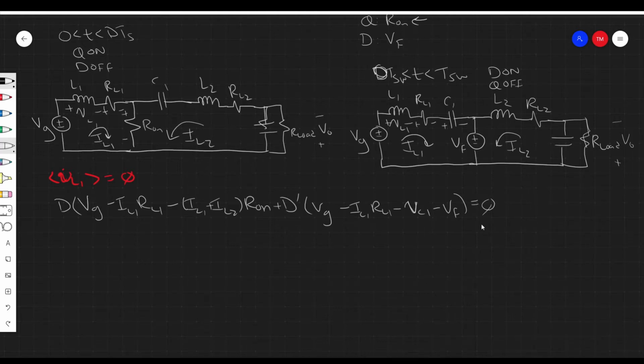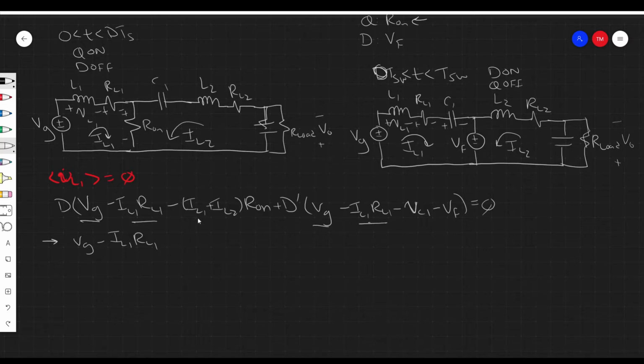So let's do some simplification first. One thing we can note is that in both switching states we see VG and IL1 times RL1, right? Because D plus D prime is equal to 1, we can combine these two into VG minus IL1 times RL1. What else do we have? Well, we have this really interesting component. This actually contains current from both loops, so this component of the equation couples the loop IL1 to IL2 in a way. Because this loop is supposed to represent IL1, but somehow IL2 shows up. So we're going to figure out how to deal with it.